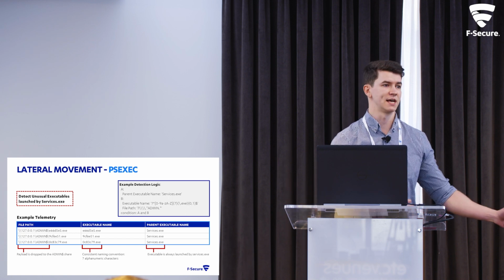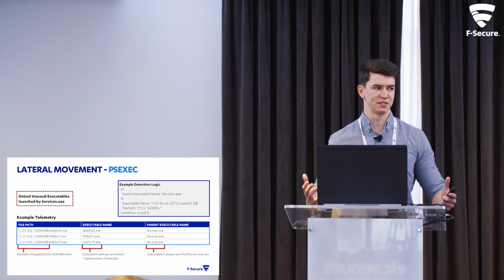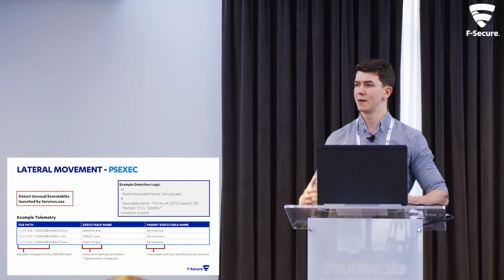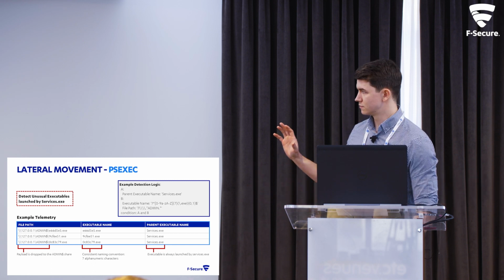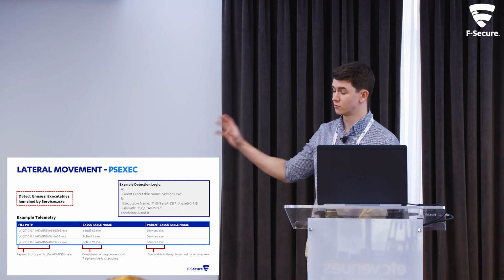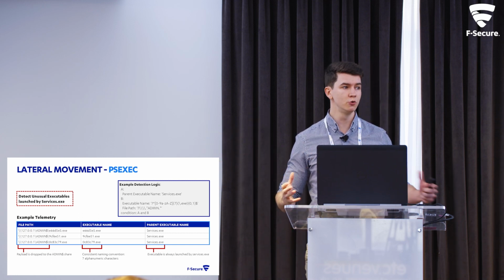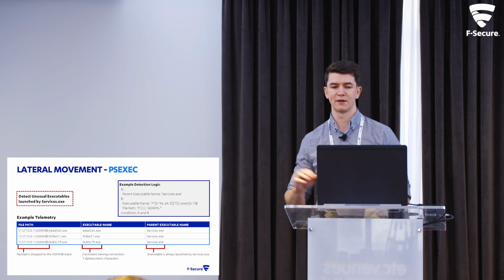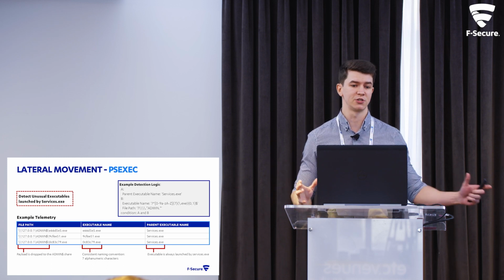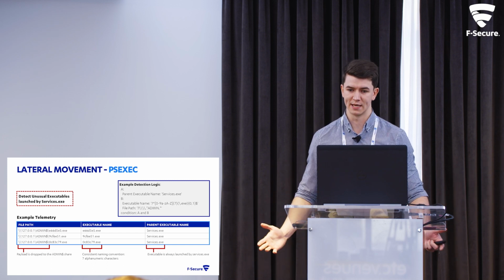And that's a specific detection. But as we've talked about during this presentation, we want to take that one step further and maybe make it more generic. So a great detection hunt that we can do, but also detection ruling that we can do, is just to look for unusual executables, not specifically 7-character alphanumeric, but just unusual executables being launched by services.exe.